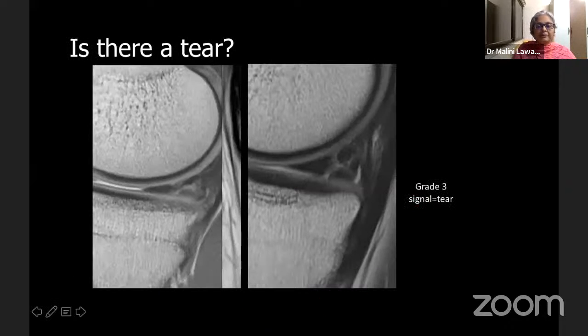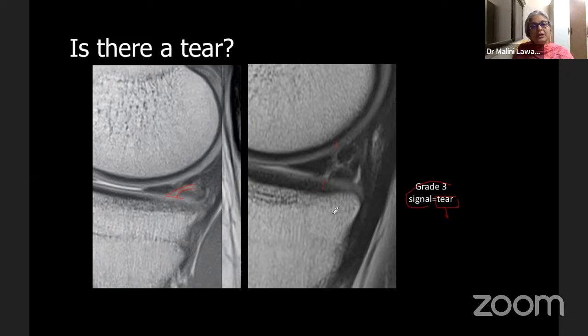Grade 3 signal is a tear. So a tear does not have grades. You don't have a grade 1 tear, grade 2 tear. When there is a grade 3 signal, that means there is a tear. How do we see that? You see this as bright linear signal intensity, which without any doubt is reaching the articular surface. Here it is reaching the inferior articular surface. Here you can see it is reaching both the superior as well as the inferior articular surface.